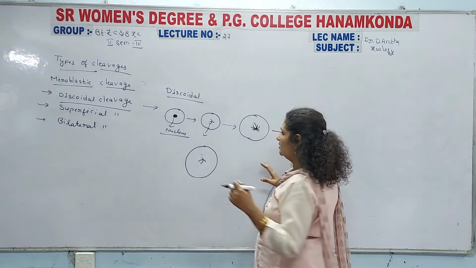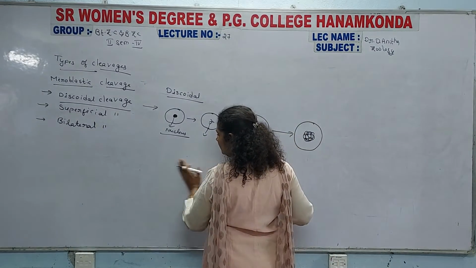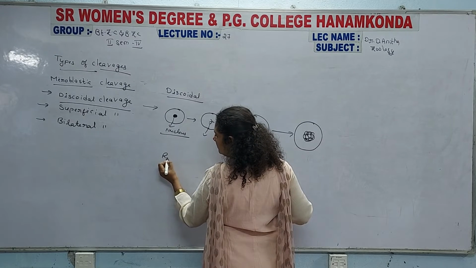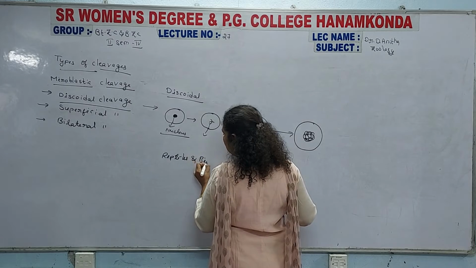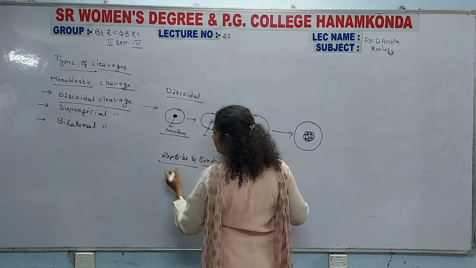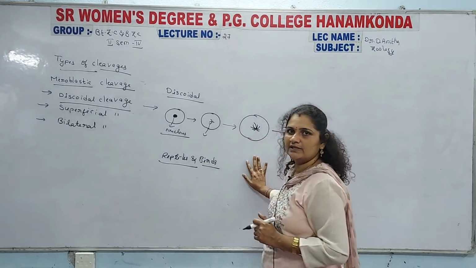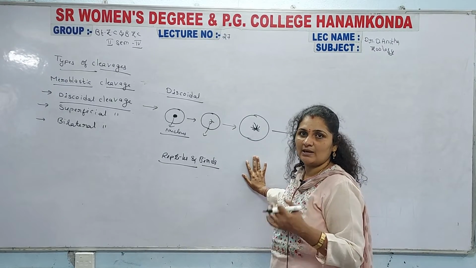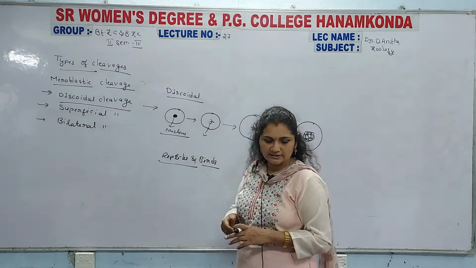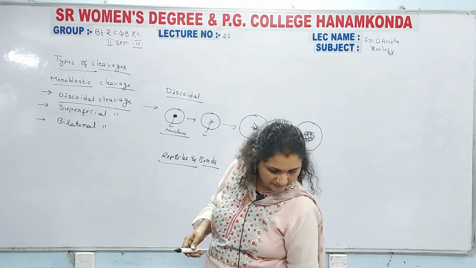The main example for this discoidal cleavage is reptiles and birds. Reptiles and birds are the main example for this. A reptile egg and a bird's egg contain more yolk than the amphibians, fishes and mammals. So that's why the cleavage is completely discoidal.